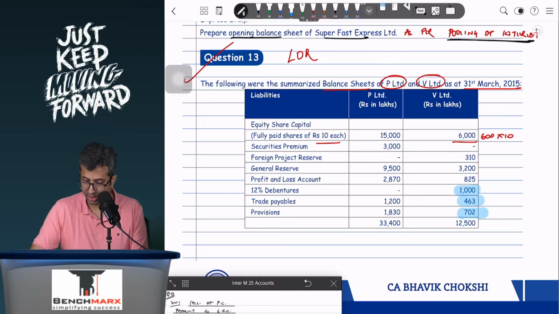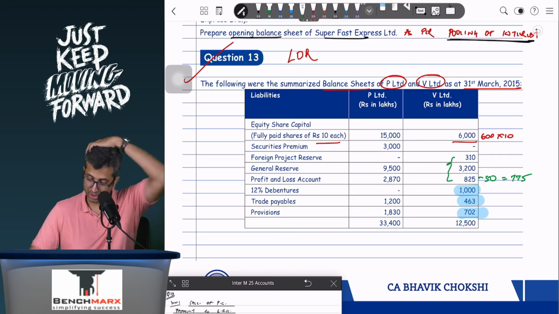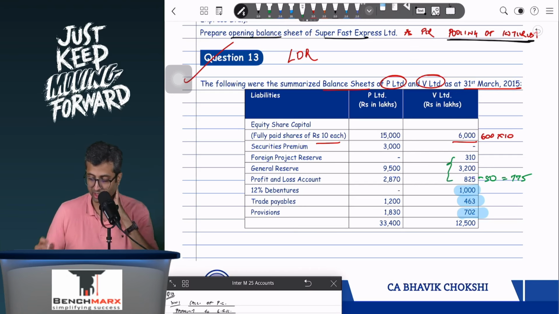And in my P&L, I will say 825 minus 50. There is some fictitious asset, and hence 775 will be my net profit and loss balance. If I go to see, I will take over all assets, all liabilities. But will I also take over the reserves? Yes. These 3 reserves, whether it is foreign project reserve, general reserve, as well as P&L account, will be taken in the same form: 310, 3,200 and 775.